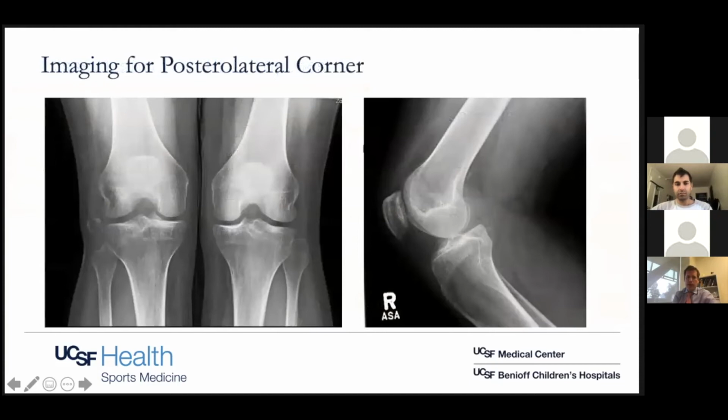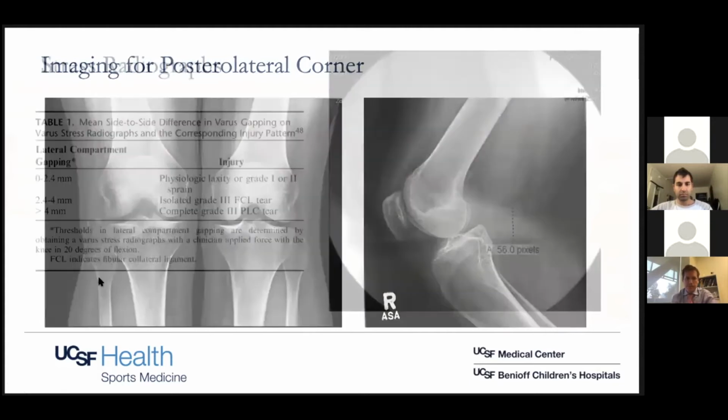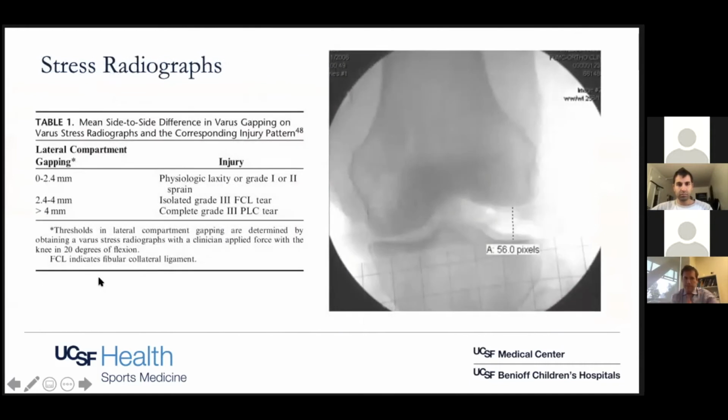And then on X-ray, you can see fibular head avulsion. So always be mindful of that. And these injuries are usually best treated with direct repair. All right. And then, similar to our MCL, you can use stress X-rays, stress fluoro to judge the stability of the lateral ligaments.